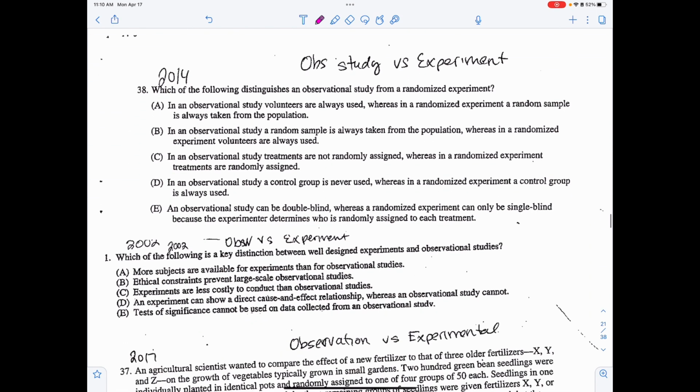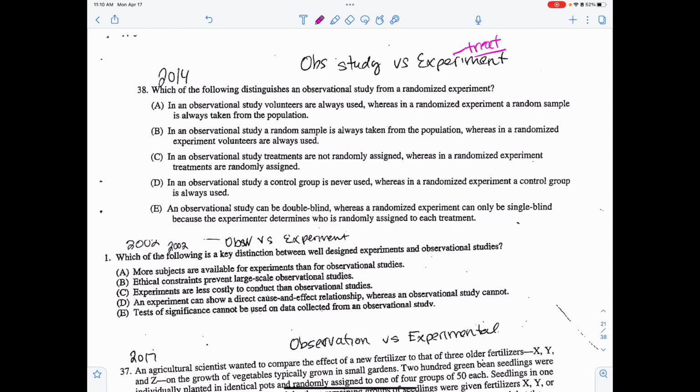Okay, observational study versus experiment. The biggest thing you're going to want to look for is that an experiment has a treatment, and an observational study does not have a treatment. It might say randomized treatment, but it doesn't matter. It says it does not have a randomized treatment. Doesn't matter, it doesn't have randomized treatment or any treatment. So sometimes it says that, so just be careful there.